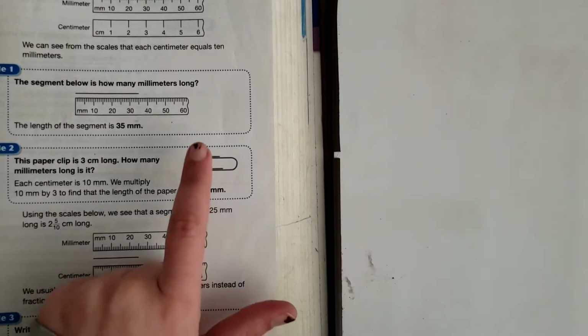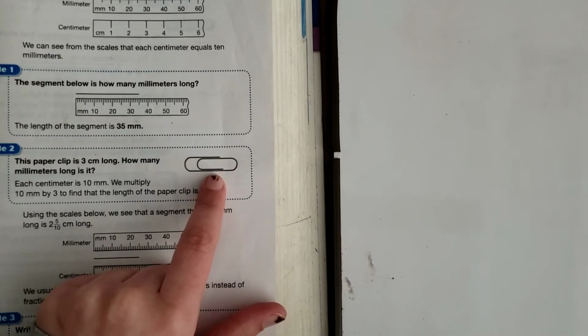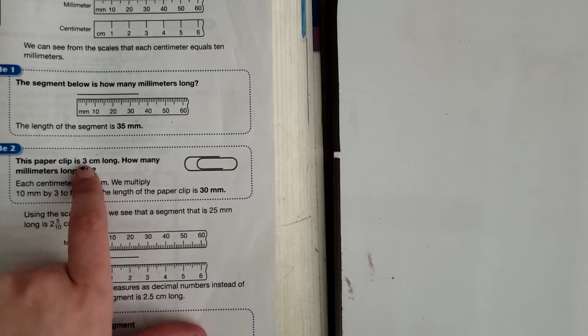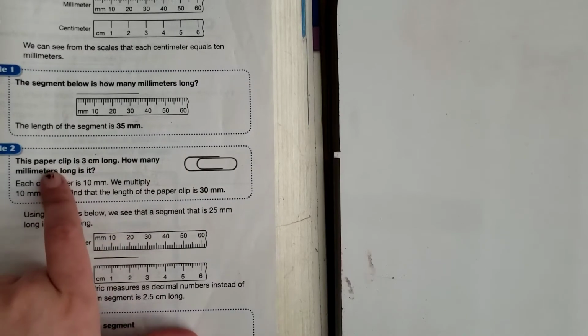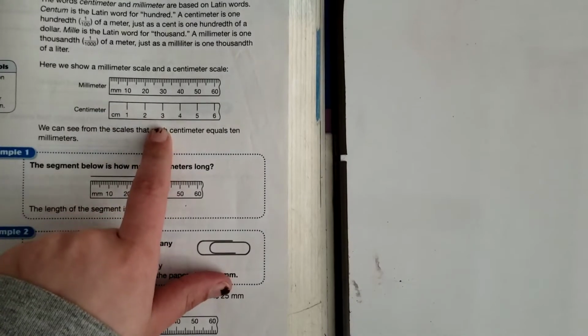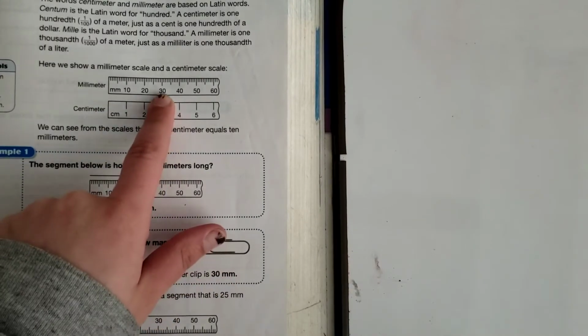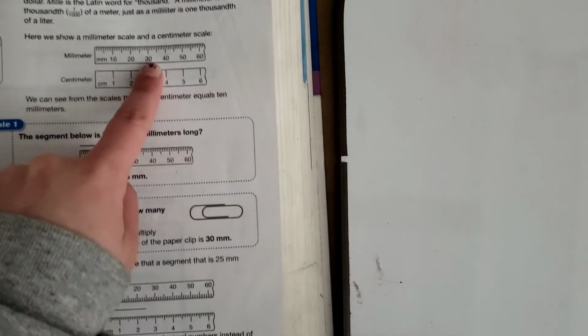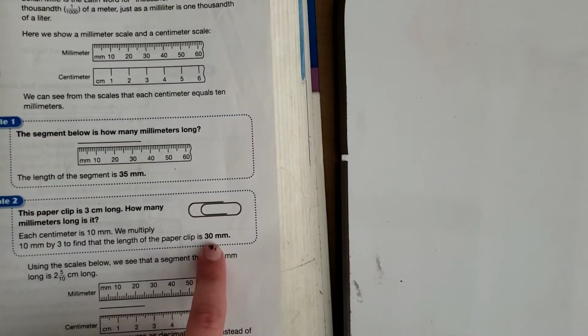We also have this lovely paper clip, which says it is 3 centimeters long. How many millimeters long is it? So again, just like up here, if we know it's 3 centimeters, we can just look up: 3 centimeters is 30 millimeters. So it would be 30 millimeters.